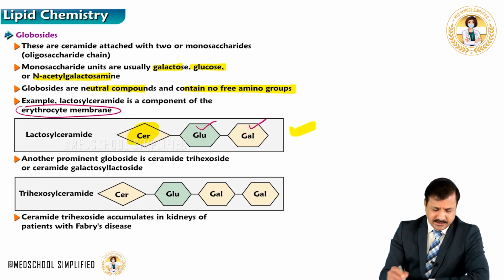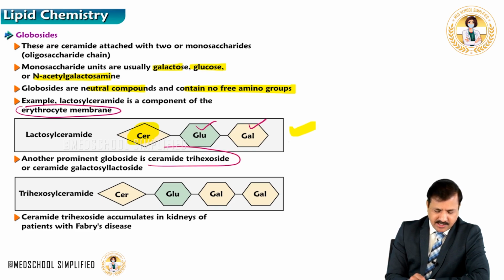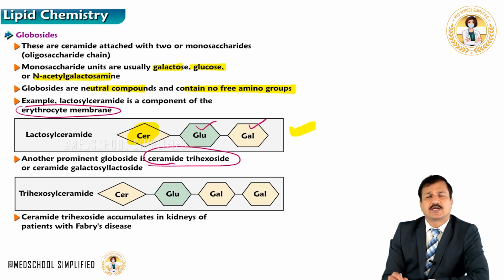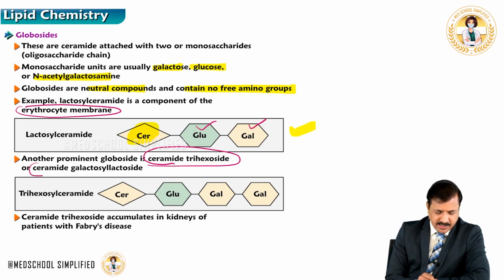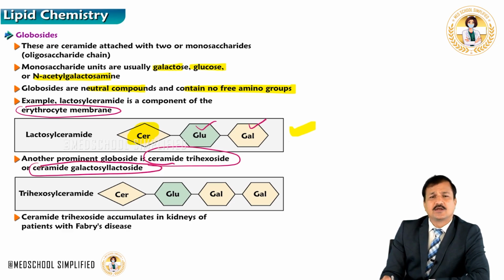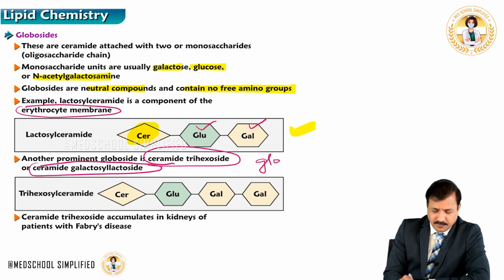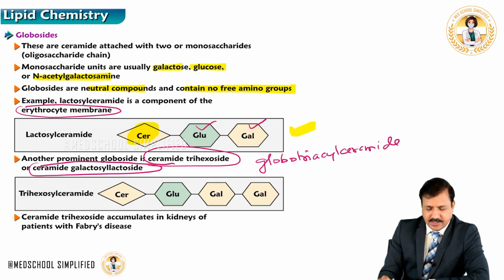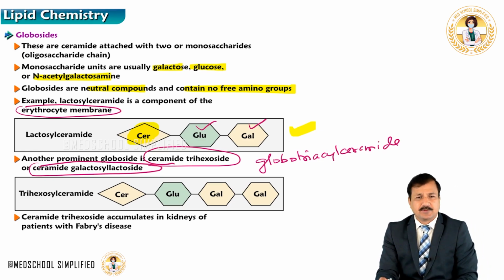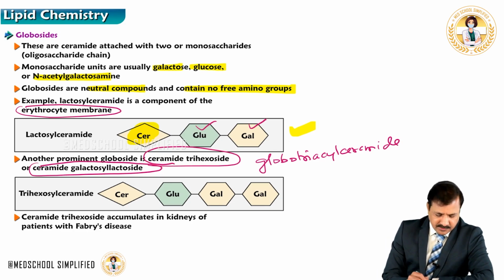Now another prominent globoside is ceramide trihexoside, and this ceramide trihexoside is also called ceramide galactosyllactoside. Some books will mention it as globotriaosylceramide. This is another name for ceramide trihexoside, globotriaosylceramide. So the structure of globotriaosylceramide or trihexosylceramide is written here.